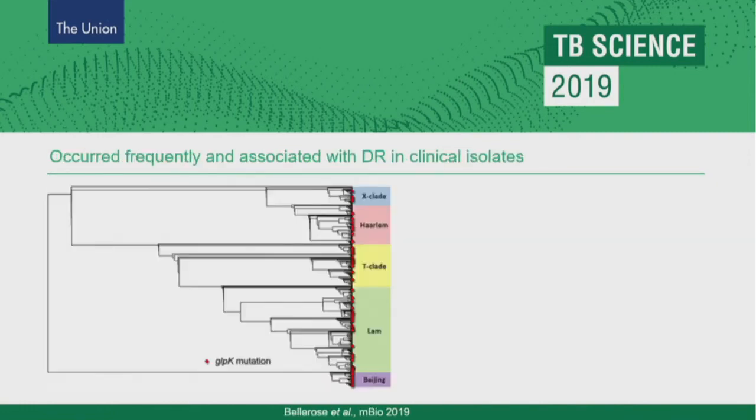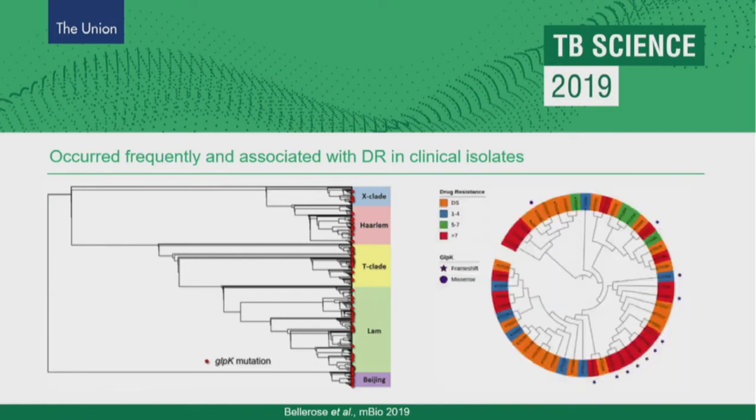In clinical isolates, our team found that this frameshift mutation appears multiple times in a phylogenetic tree, suggesting that this mutation is a general mutation and has multiple origins. So it's not lineage specific. And we also found that almost all the isolates with the GOPK frameshift mutation are resistant to multiple drugs.